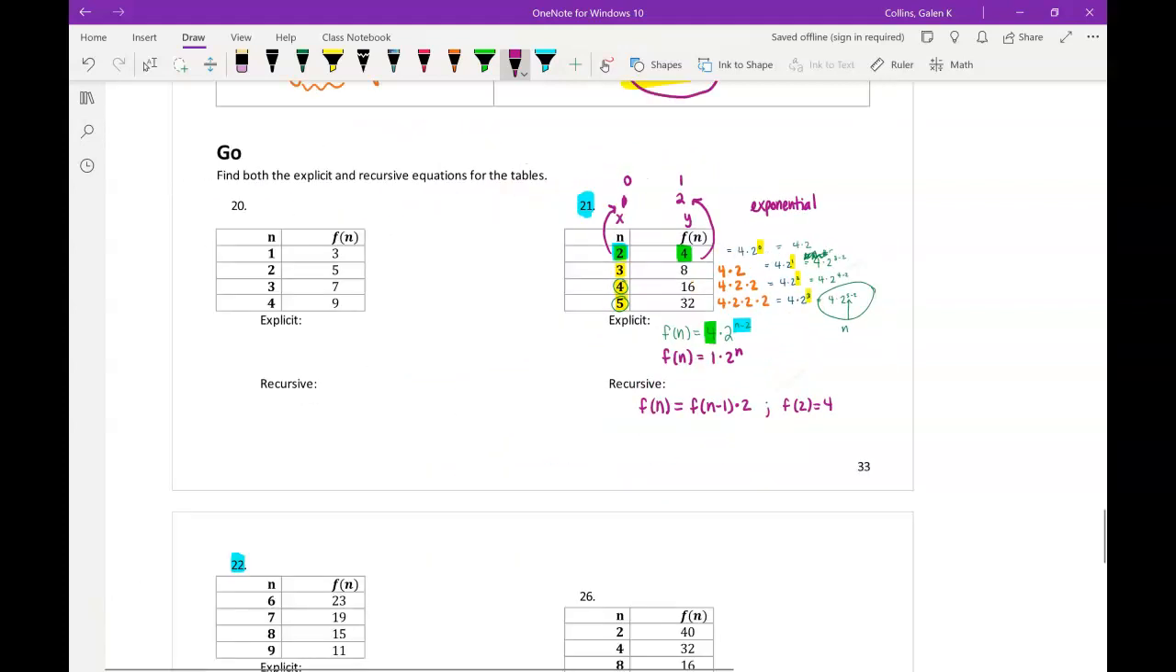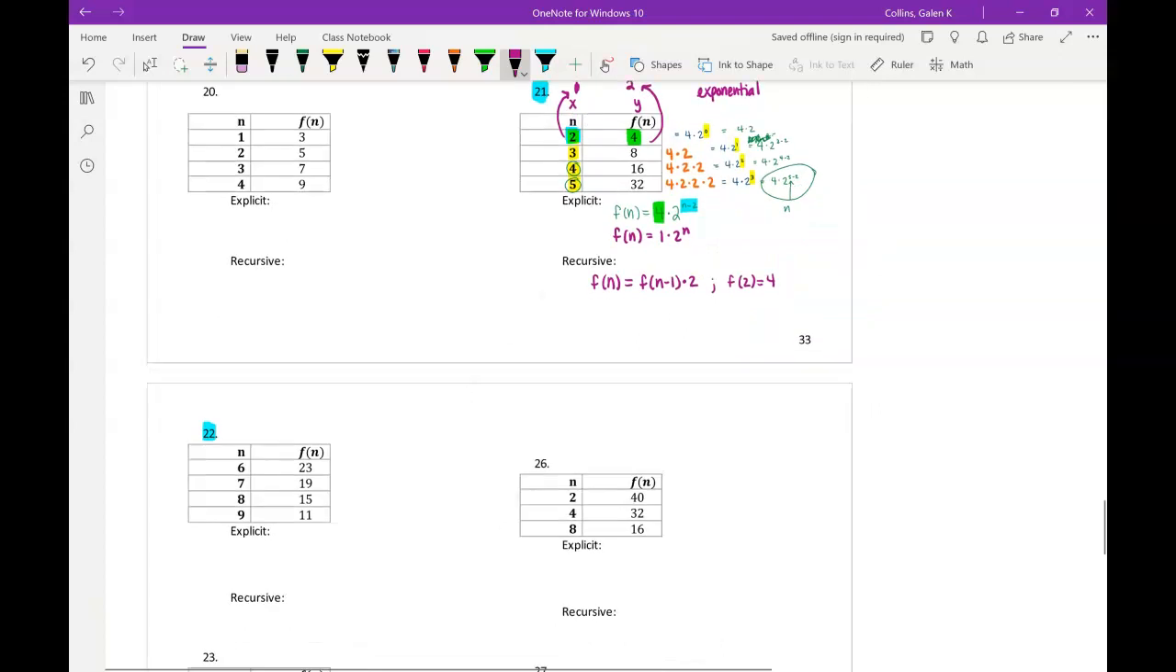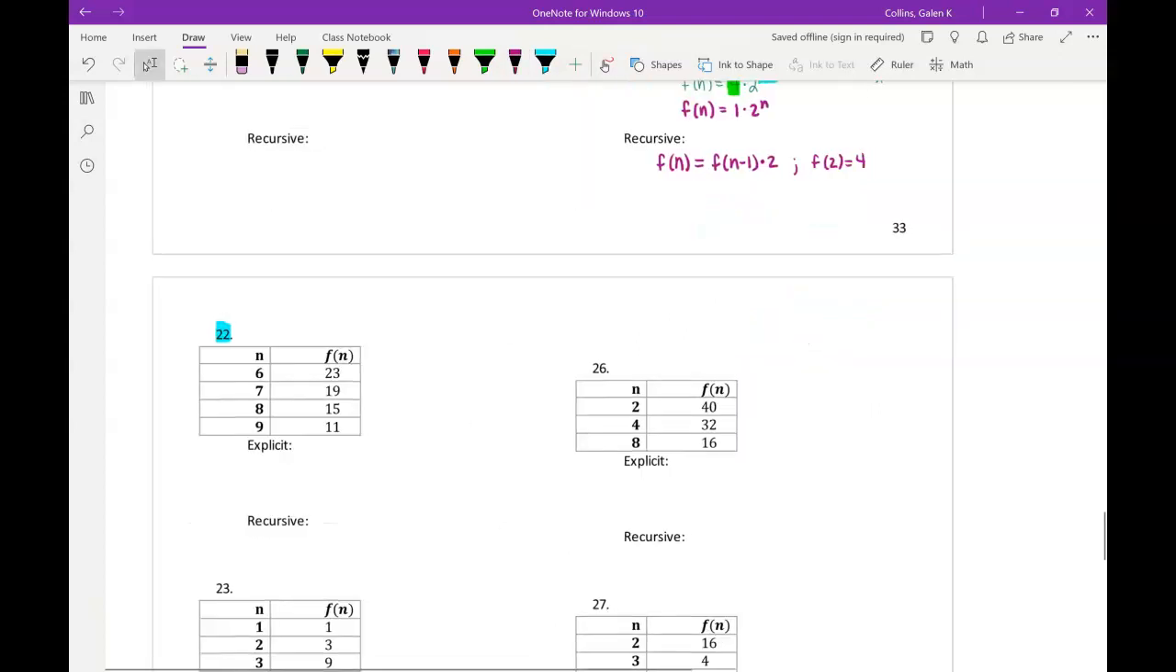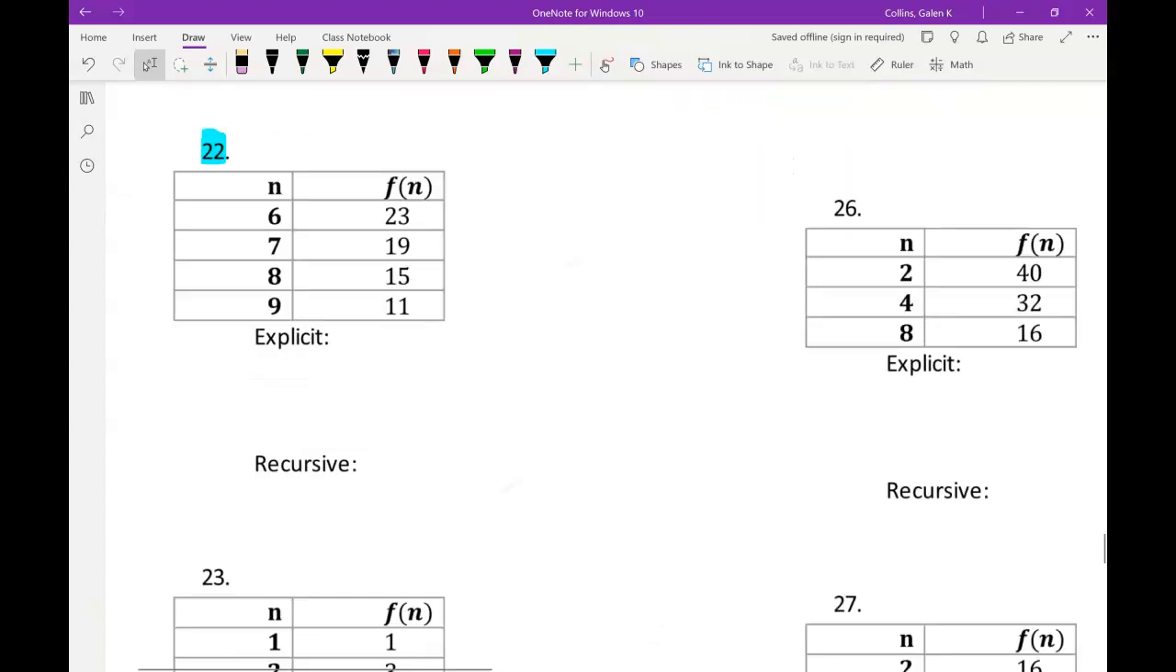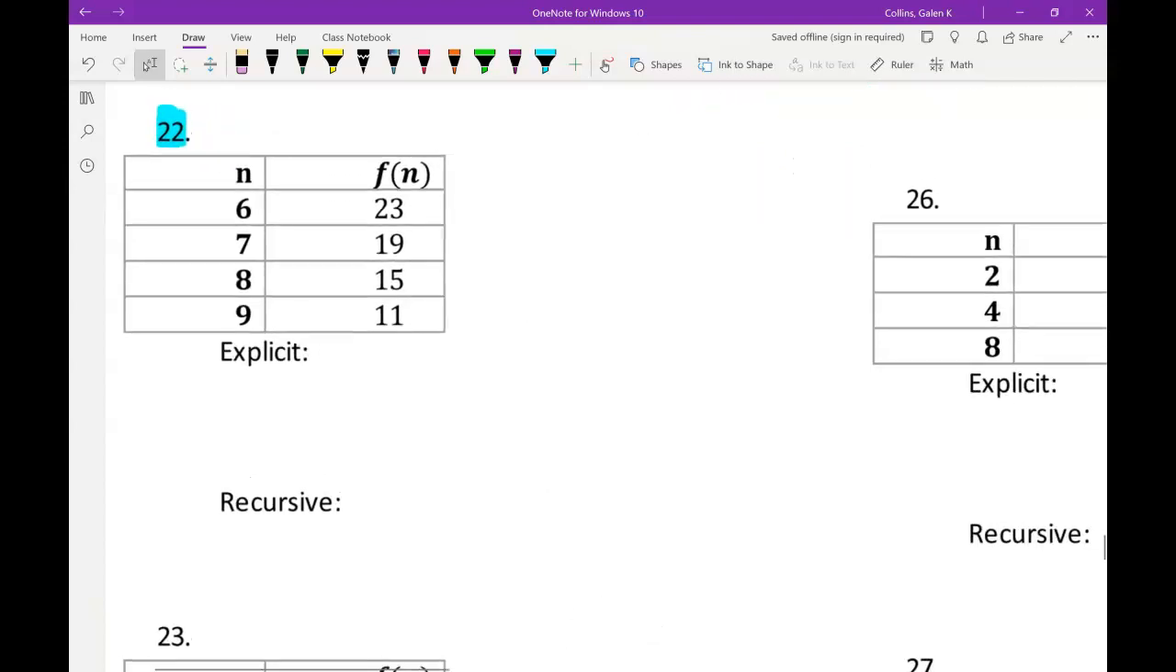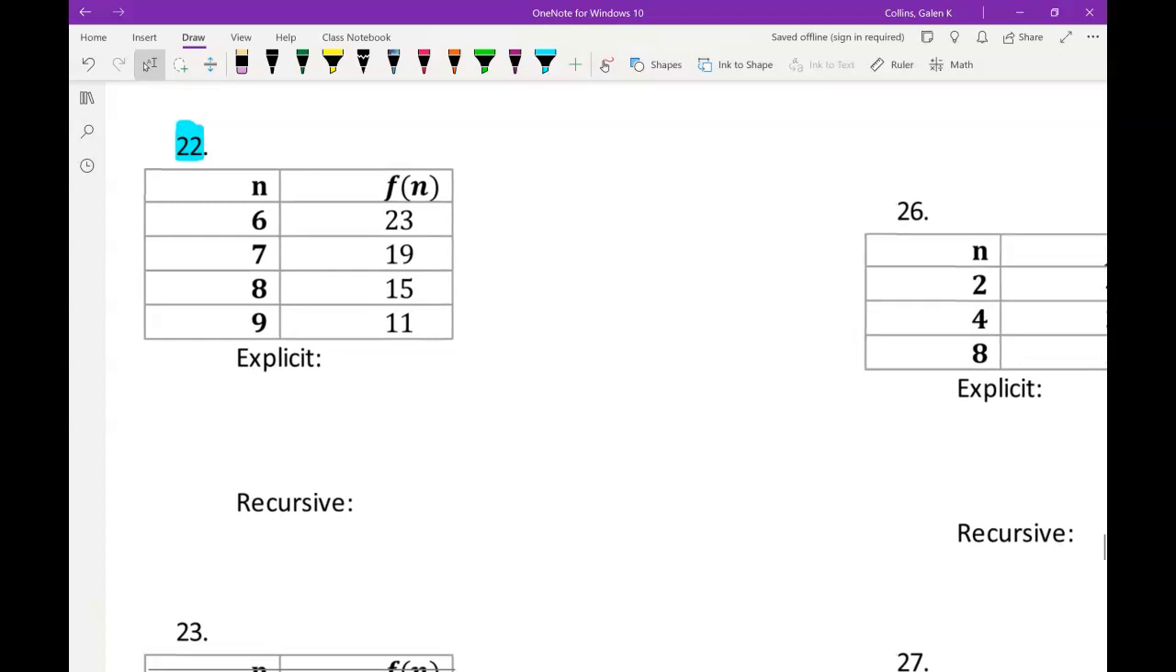Okay, that's number 21. 22, I think, is a little bit easier. The reason I think it's maybe easier is it's linear, and it's another good chance for us to look at point slope form. So the way I know it's linear, maybe I spoiled it, is that I'm seeing a pattern as n increases by 1. I'm seeing a constant rate of change here, a pattern of subtraction. So I'm subtracting by 4 as n increases by 1.